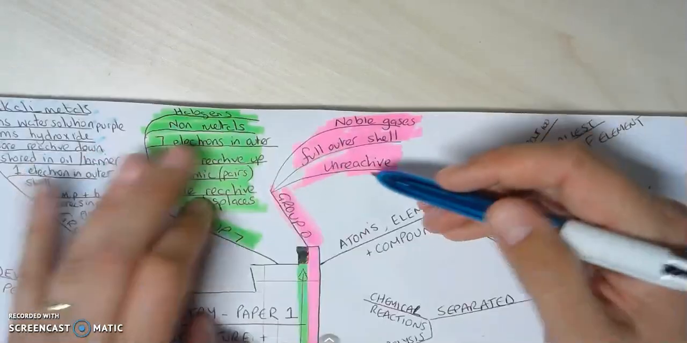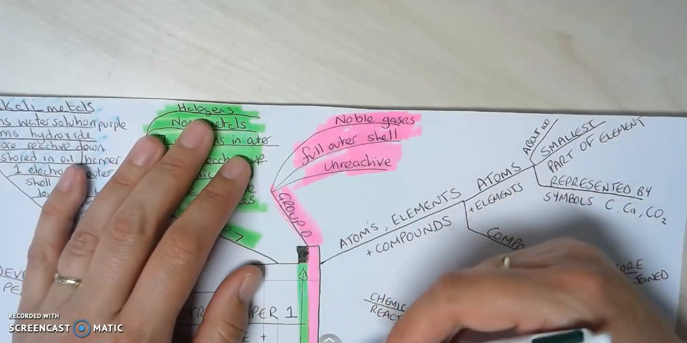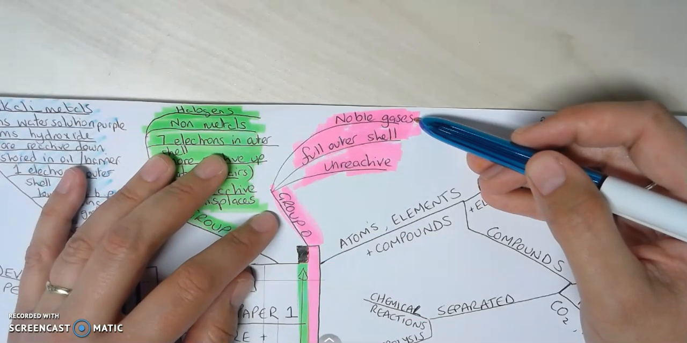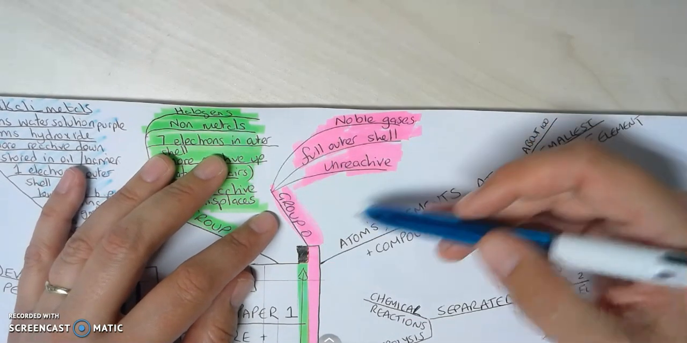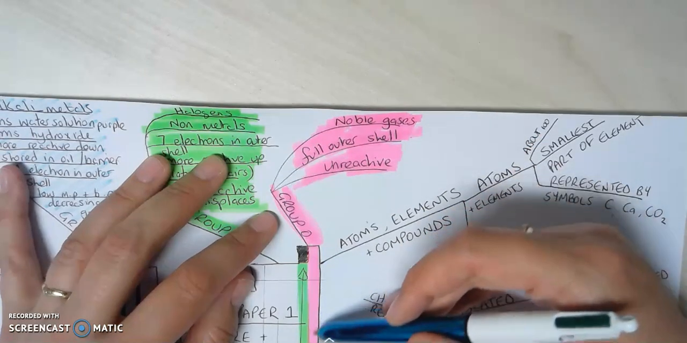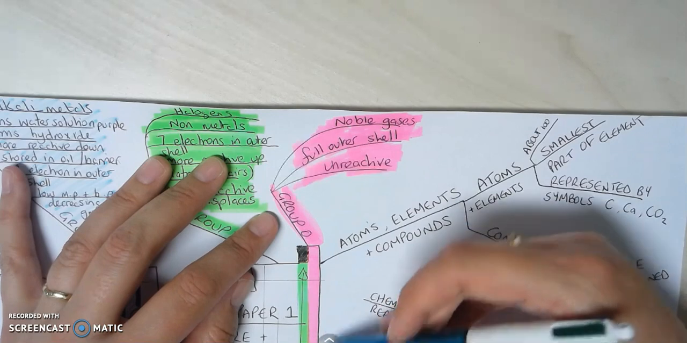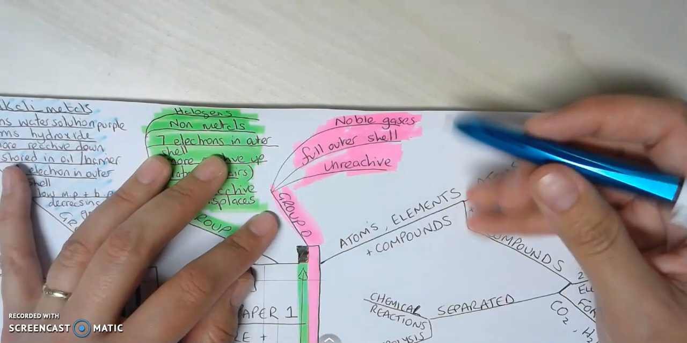And the last group to look at is this one here over on the right hand side, called group 0. They are called the noble gases. They do not react with anything pretty much because they have got full outer shells. So some people call it group 8, some people call it group 0, because their outer shell is full.